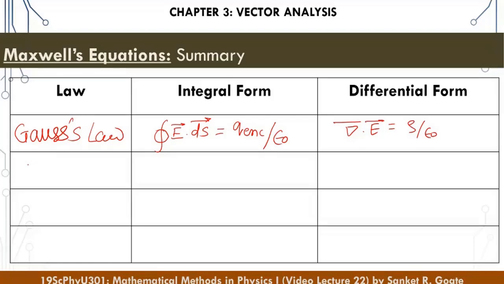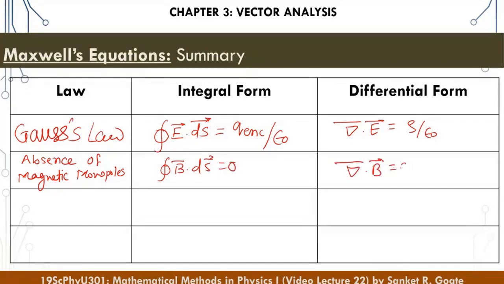Then we consider Gauss's law for magnetic field. I'll simply write: absence of magnetic monopoles, for which the integral form is B dot ds is equal to 0, and its differential form is del dot B is equal to 0.